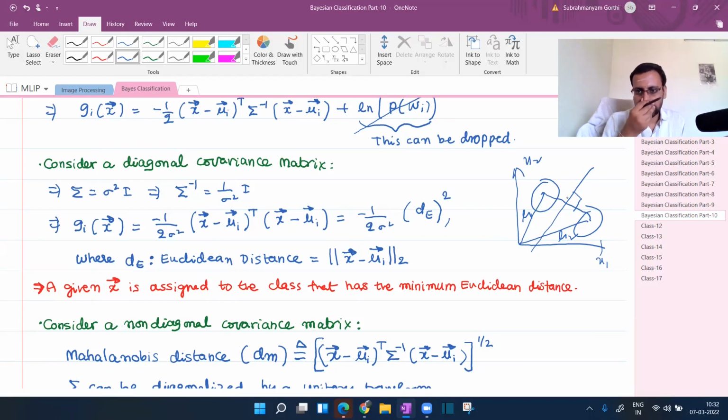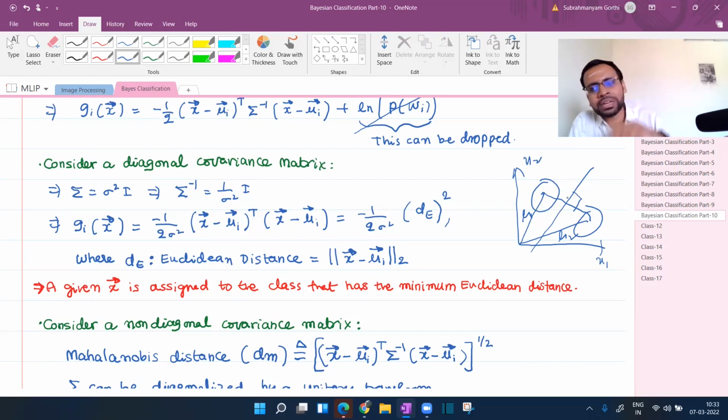Why minimum Euclidean distance? GI bar should be maximum, right? Why am I calling it a minimum Euclidean distance? Should it not be maximum? Because if you recollect, even from probabilities, the term has to be maximum. All of a sudden, I am saying here, you calculate it for each class and assign it to that class which has minimum Euclidean distance. Why has this sudden shift come in my statements?